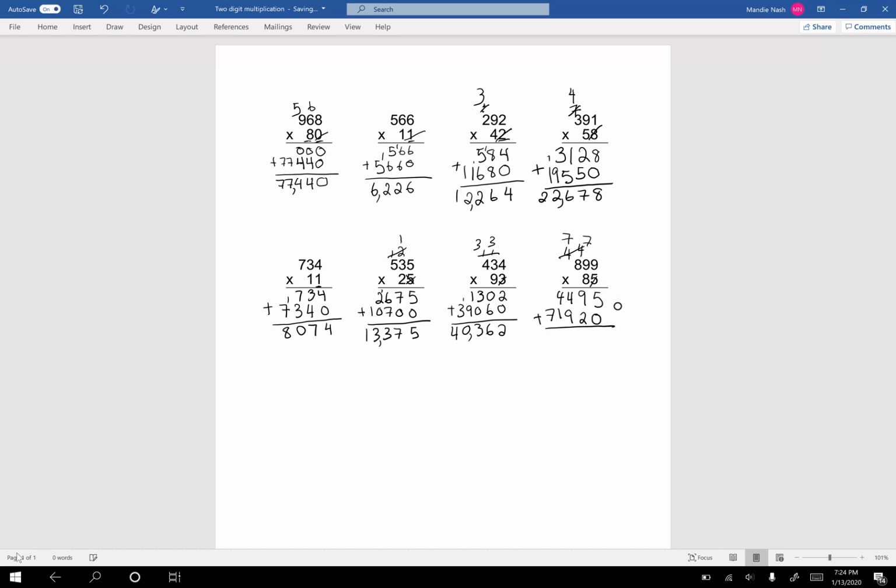Go ahead and add all those together. 11, 14, 6, and 7. So 76,415.